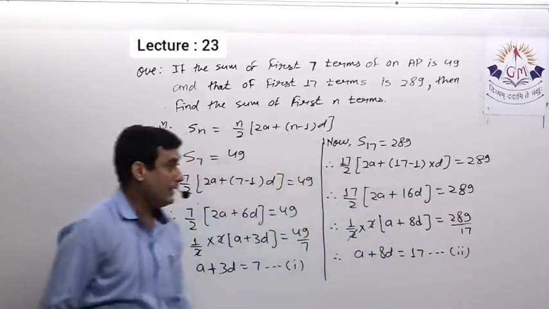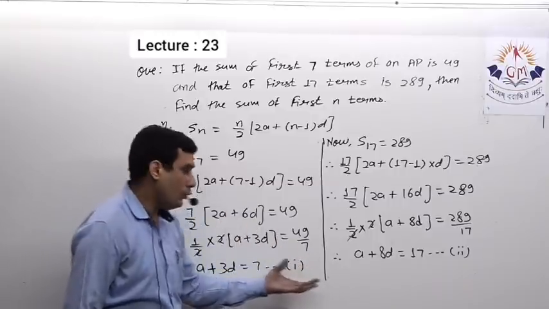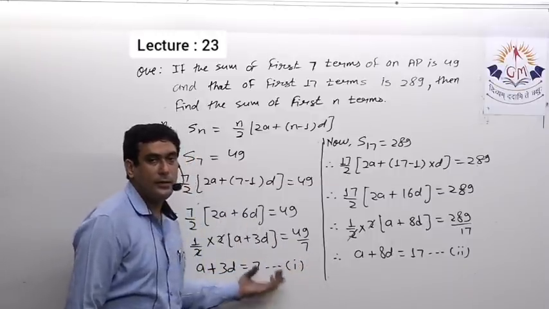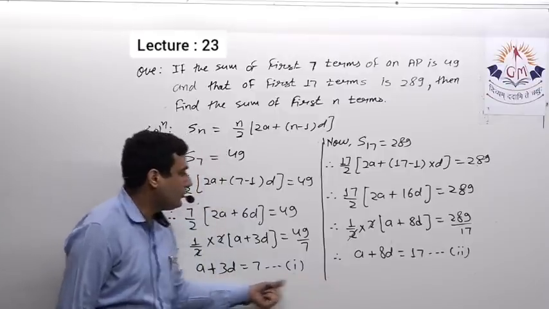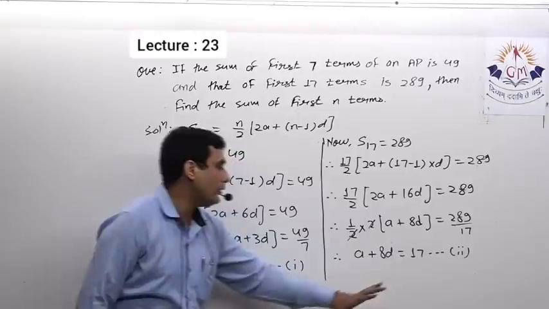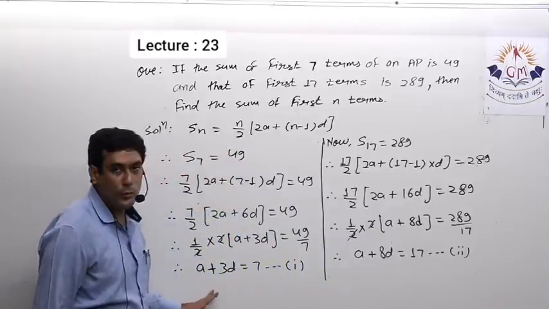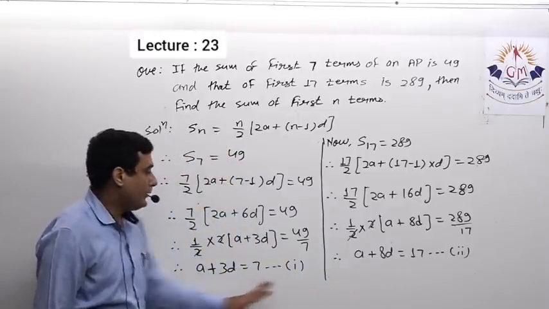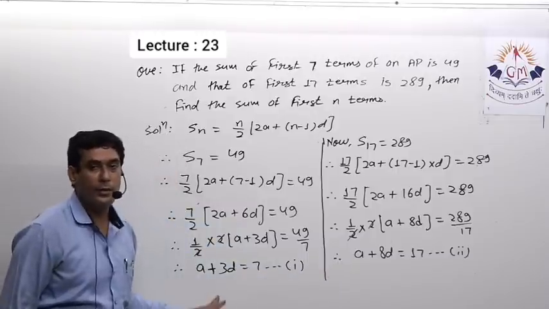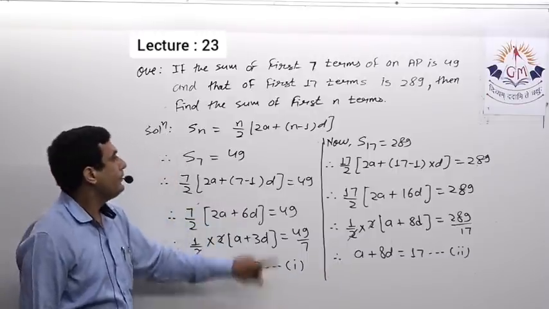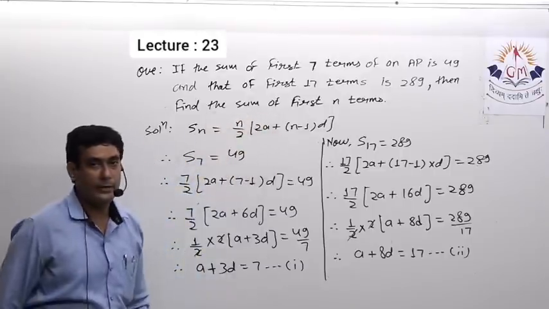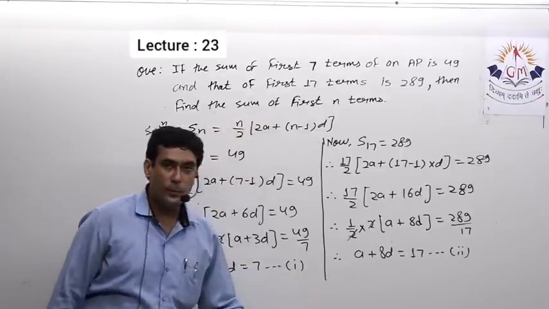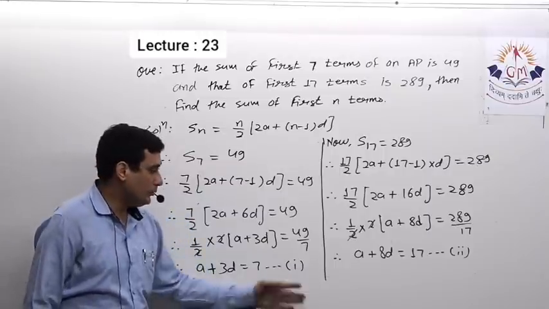So here I can say arithmetic progression is over, and we started actually linear equation in two variables, because there are two equations, a plus 3d equal to 7 and a plus 8d equal to 17. These are two equations in two variables. Now by solving these two equations, we'll get the value of a and d, and after that we'll find the sum of n terms. So note it down up to this point, then we'll see how to solve it further.